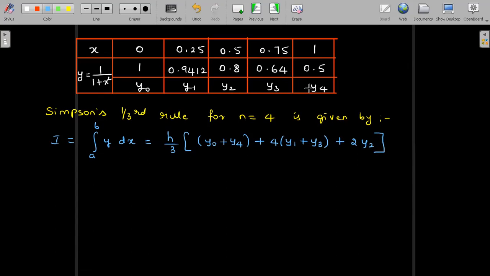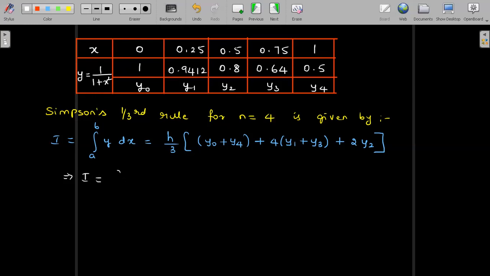And we observe the table, there is no y6, y8, etc. So whatever the values that we are existing, we have totally 5 ordinates. So 5 ordinates, that is why we are considering here 5 ordinates only. None of the ordinates should be repeated. Let us substitute all the known values.